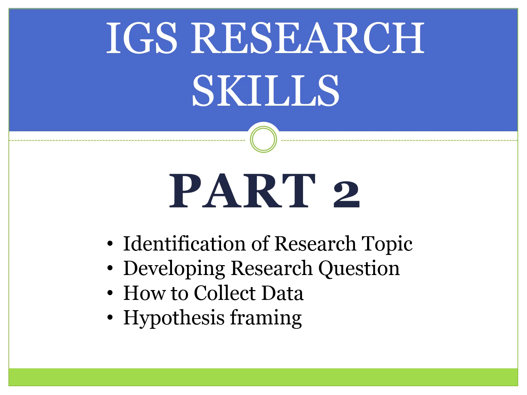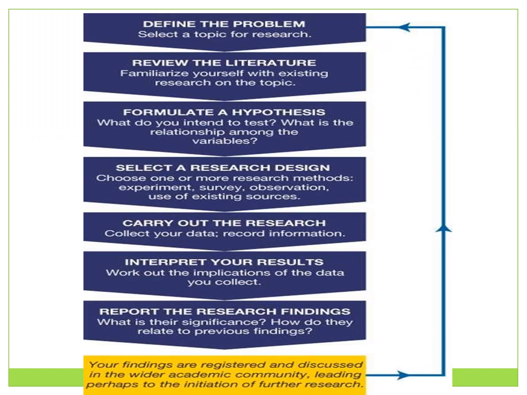So we move on to the second part, more on the technical: identification of research topic, developing a research question, how to collect data, and framing your hypothesis. This is the cycle of doing research. So it starts from the beginning on how to select a good research topic.